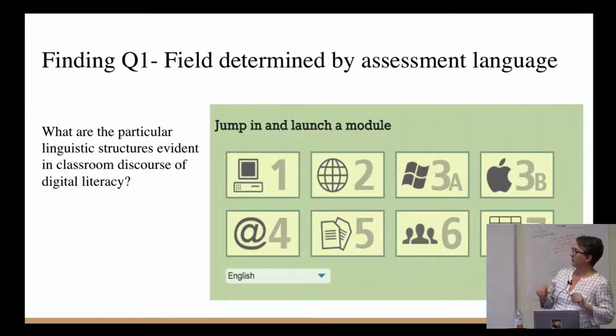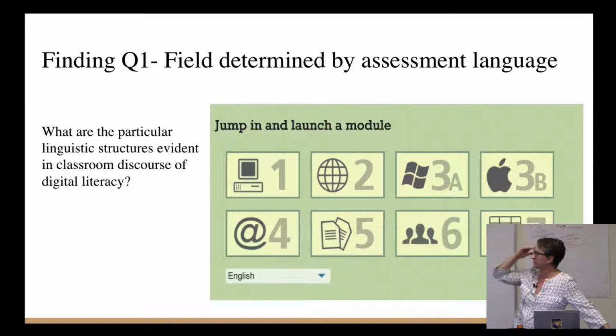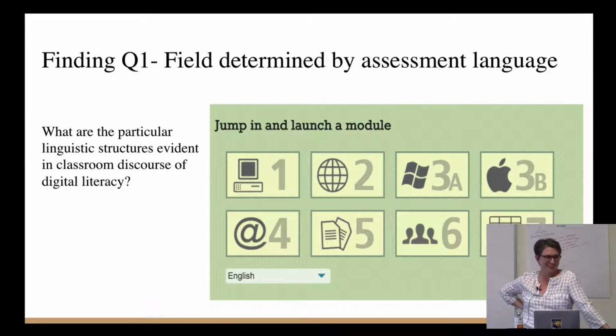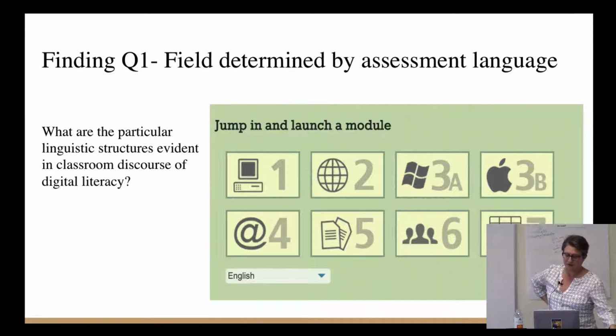So, finding one, the first question, remember, what are the particular linguistic structures. My original intent had been to document the language of digital literacy instruction as some sort of unitary academic language. That really was not possible, given the chaos in the labs and the fluid nature of the people coming and going, and the different literacy levels and language skills of people there. It just wasn't going to happen. But I did find some unifying factors.